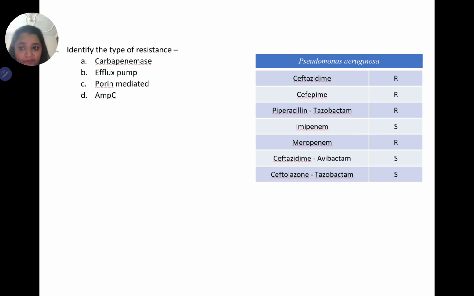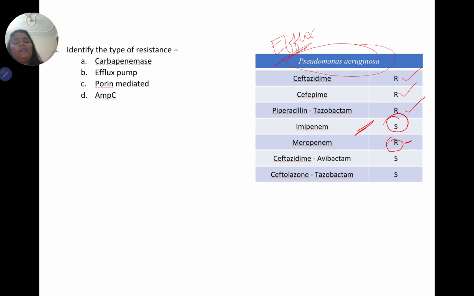Next question, identify the type of resistance. So the organism here is Pseudomonas aeruginosa. Whenever you are seeing ceftazidime resistant, cefepime resistant, piperacillin-tazobactam resistant, imipenem sensitive but meropenem resistant, this discrepancy is usually noted whenever there is an efflux pump. So this efflux pump is pushing out the meropenem. That is why meropenem is coming as resistant, whereas imipenem is coming as sensitive.